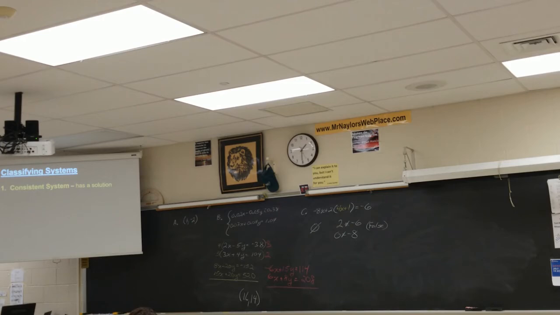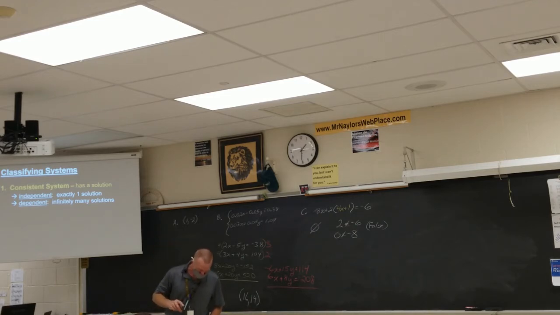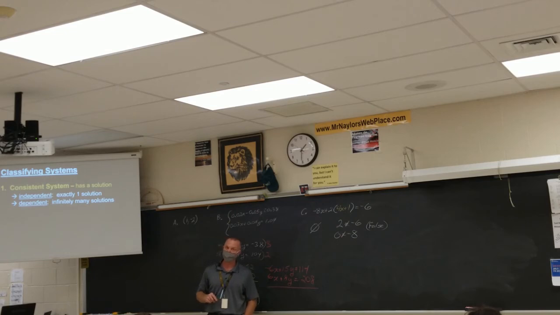So I want you to get comfortable with the idea of a consistent system. A consistent system means that it has a solution. Now a lot of the problems on the board are consistent because they have a solution, but there's actually a subcategory, independent and dependent. Look at the detail. Independent means exactly one solution, and dependent means infinitely many solutions.